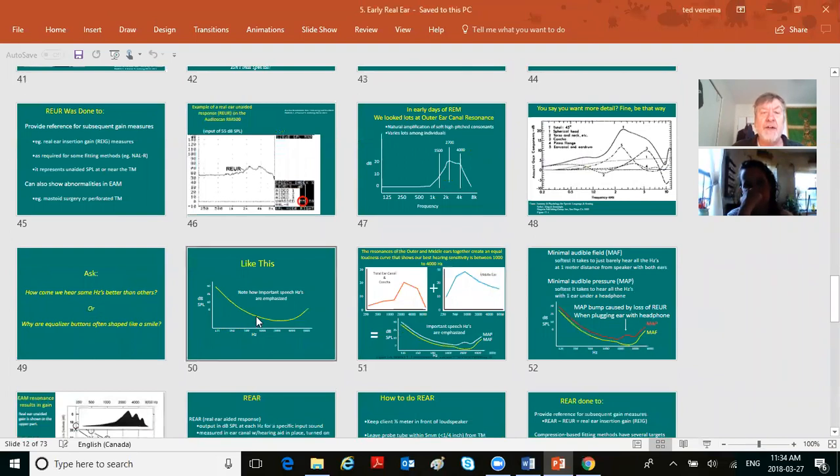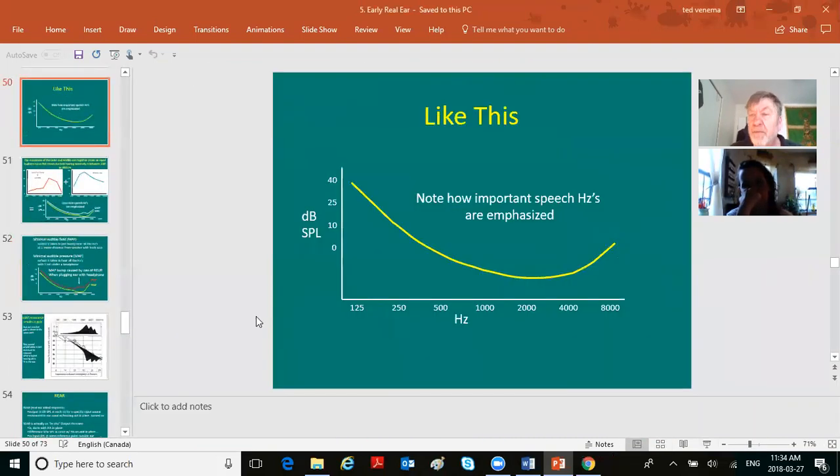Okay, look right there. The average differences for the speech frequencies, the average decibel levels for the speech frequencies in dB SPL, the average is about 10 to 15. This is minimal audible field or minimal audible pressure. The average differences across the speech frequencies in dB SPL for us to just barely hear are about 10 to 15.